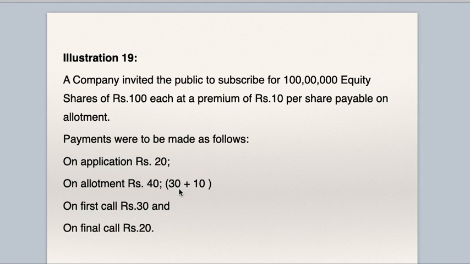30 would go to share capital account and 10 would go to securities premium account. On first call 30 and final call 20. If you add 20 plus 40 plus 30 plus 20, you will get 110. Issue price is 100 plus 10. 10 rupees is premium.